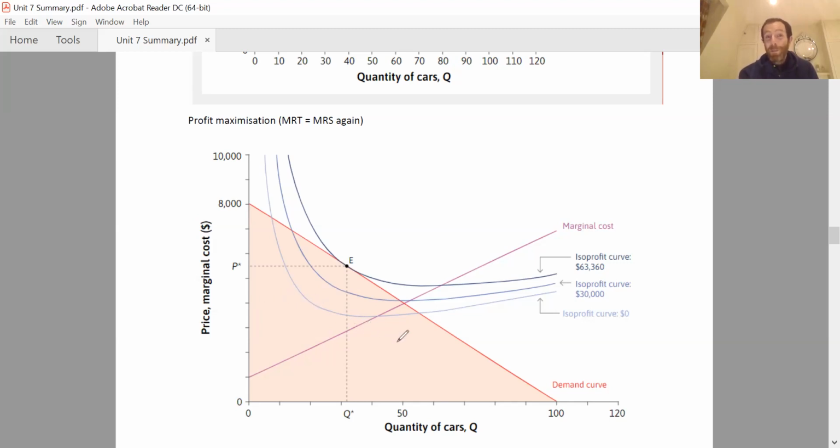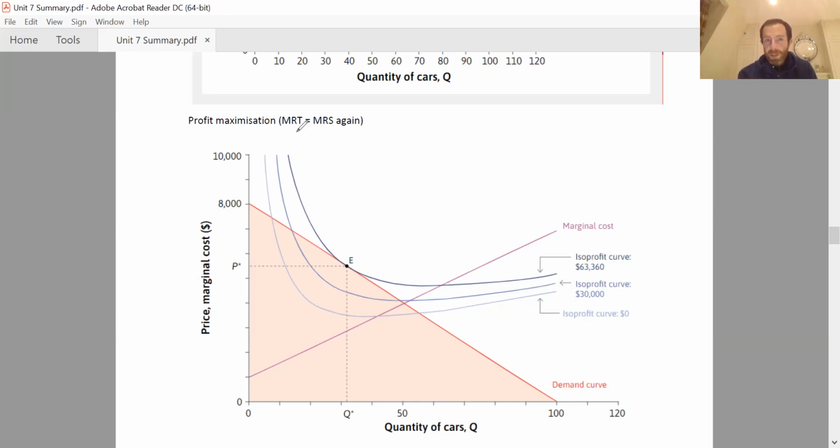And that's why the demand curve is our constraint here, right? It's the thing that constrains how much profit the firm can make. So how does a firm decide what level of output, the quantity of cars in this case, is going to maximize their profits? Well, remember, they want to choose a quantity of output that will get them to the highest possible ISO profit curve.